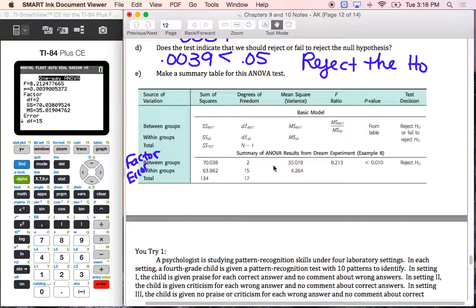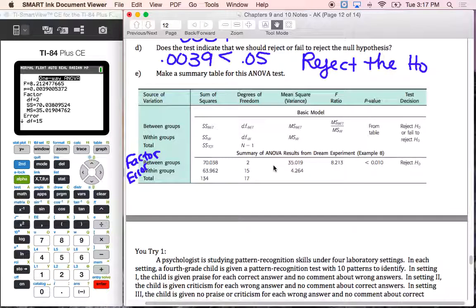Where it says factor DF, that's your degrees of freedom. 2 and 2 match up there. When it says the mean square, that's the MS. If you look at factor MS, that's your 35.019. Your F ratio is our 8.212. They have 8.213, just however they rounded. Our p-value, we saw our p-value is 0.0039, which they say is less than 0.01. And their test decision is what we decided: to reject the null.